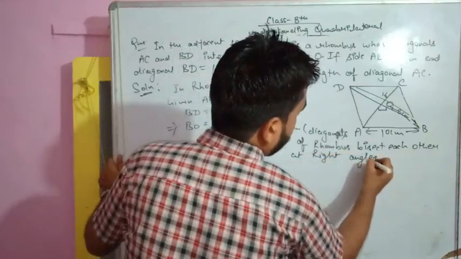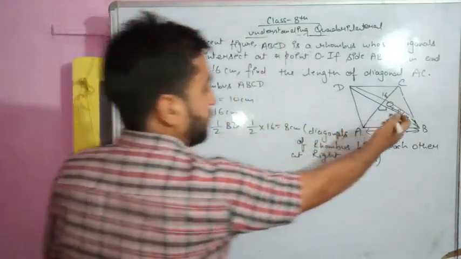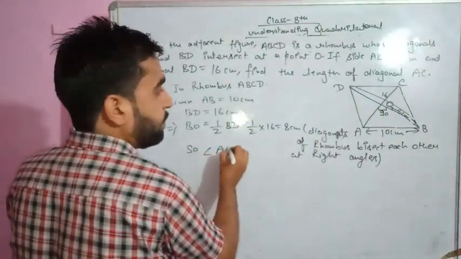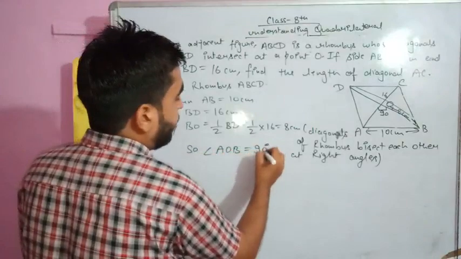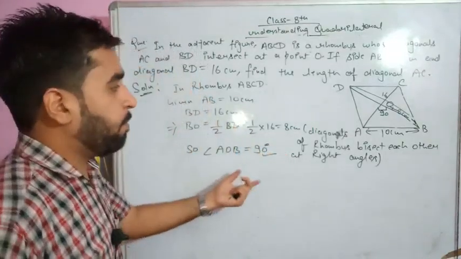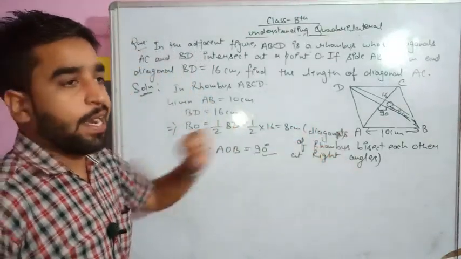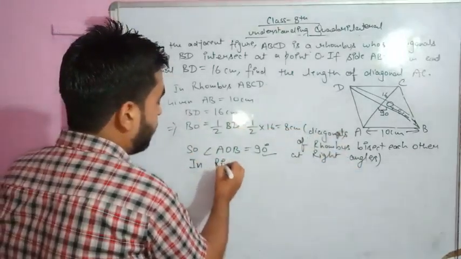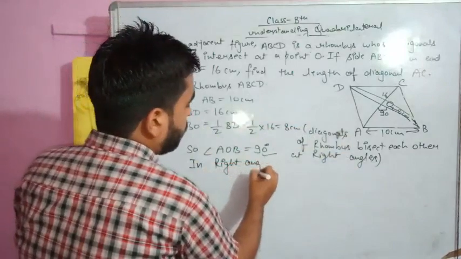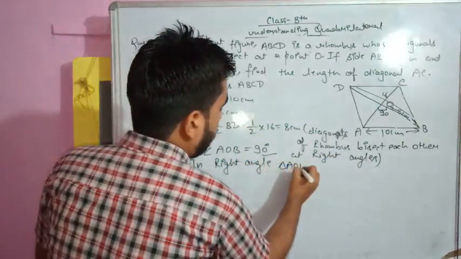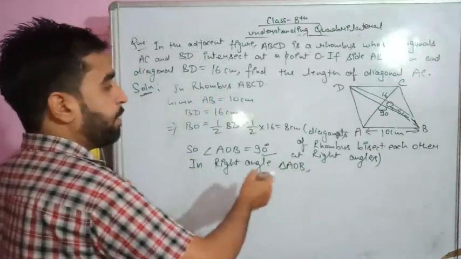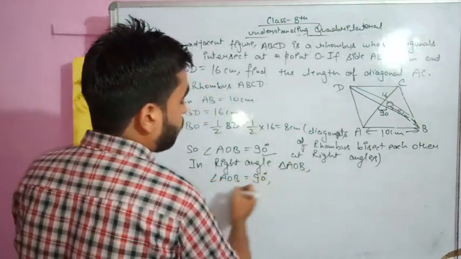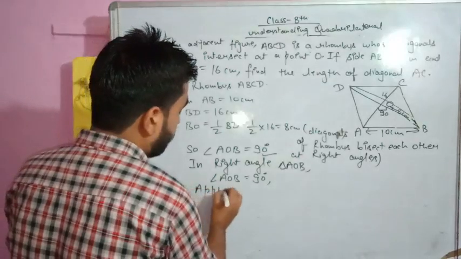In fact, I must have told you. So this angle is 90 degree. So angle AOB is equal to 90 degree. So students, our problem is solved. Triangle AOB is a right angle triangle. So we will write like this: in right angle triangle AOB, angle AOB is equal to 90 degree. So which theorem can we apply?